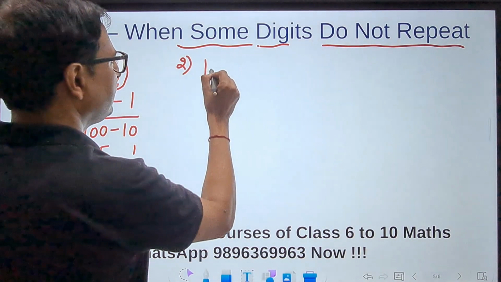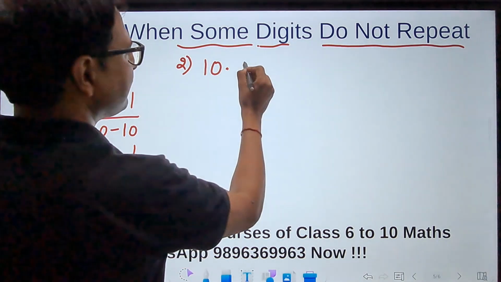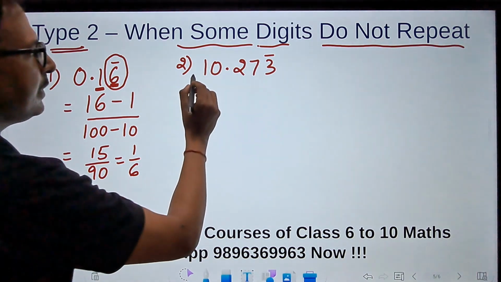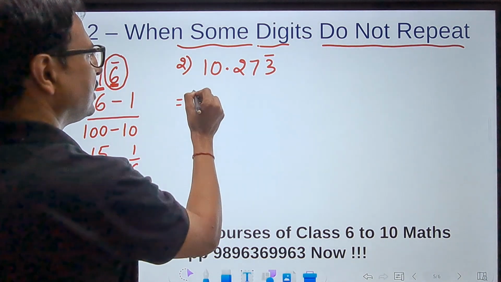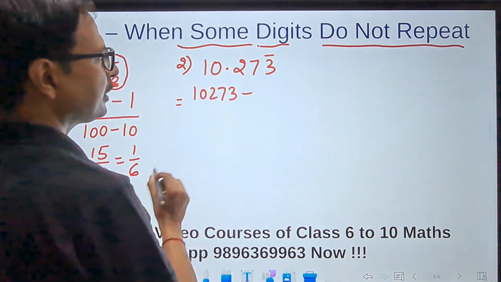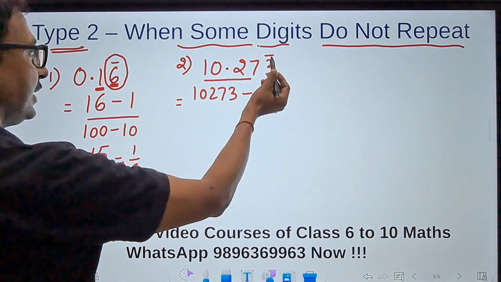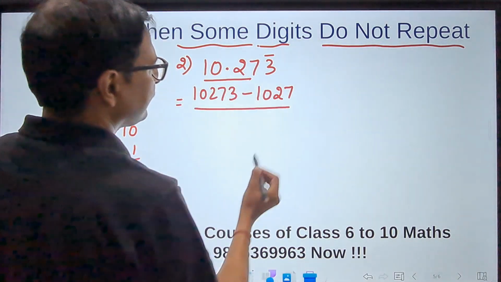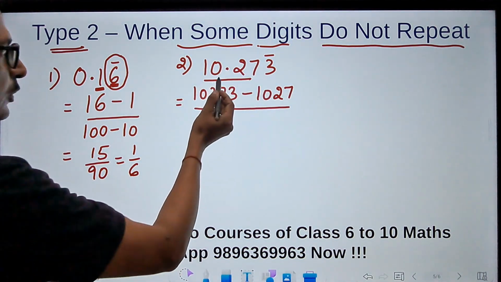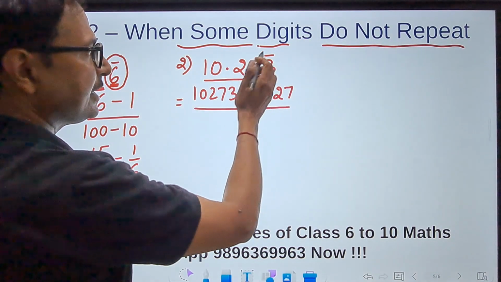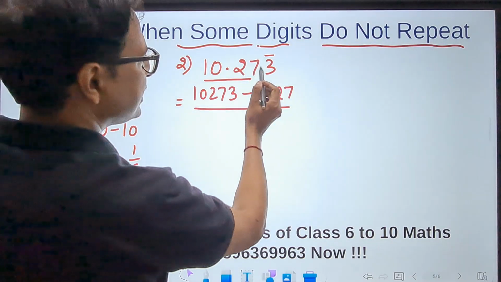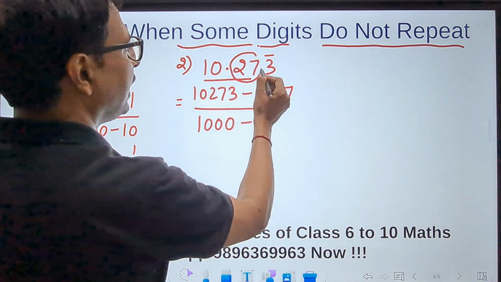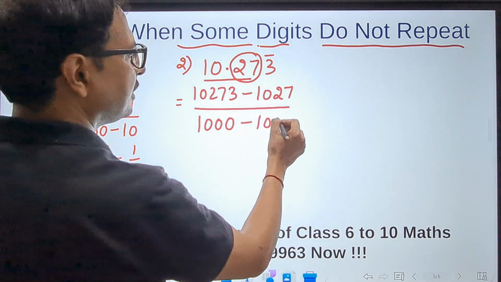So this is 10 point, and after the decimal we have 273, and out of that 3 is repeating. Now watch carefully. The number without decimal and without bar is 10273. Subtract what? Only this number which does not contain the bar. So 1027 to be subtracted. In the denominator, out of all the digits, you have to count all the digits on the right hand side irrespective of whether it contains the bar or not. 1, 2, 3 digits after the decimal. 3 digits means 1000. And how many do not contain the bar? 2 digits, right? So subtract 100.